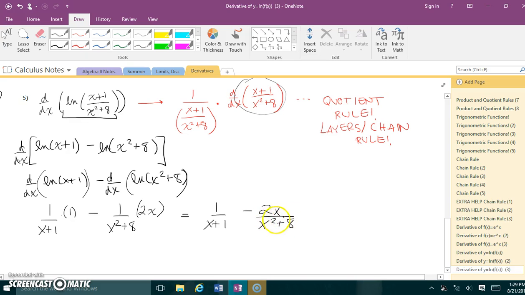And if this was a multiple choice AP problem, you might have to get common denominators here. But just for the sake of right now, I just want to practice the ln derivative rules.